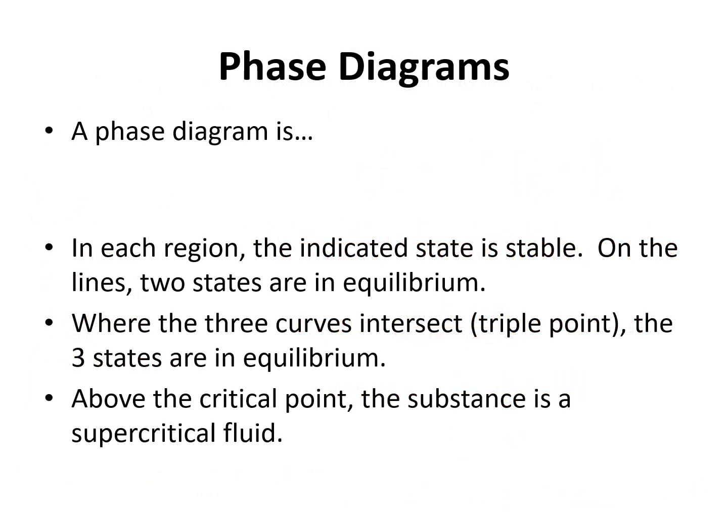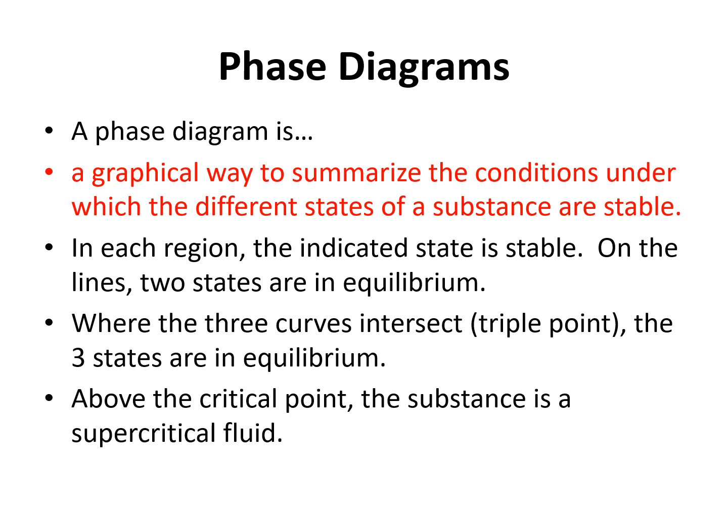The last topic we're going to cover in this chapter is phase diagrams. What is a phase diagram? A phase diagram is a graphical way to summarize the conditions under which the different states of a substance are stable. And so the different states of the substance are going to be solid, liquid, gas, and then we have a fourth state of matter called supercritical fluids. In each region, the indicated state is stable, and on the lines we'll have two states in equilibrium.